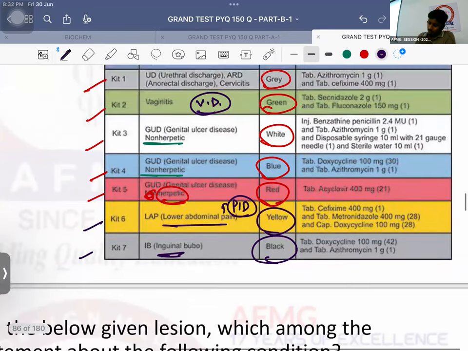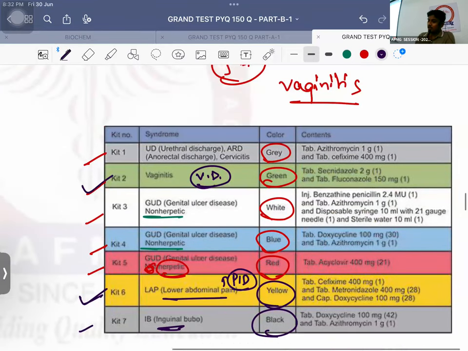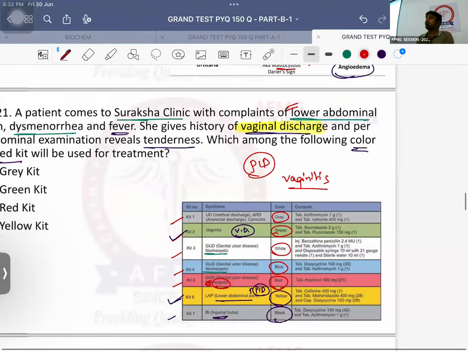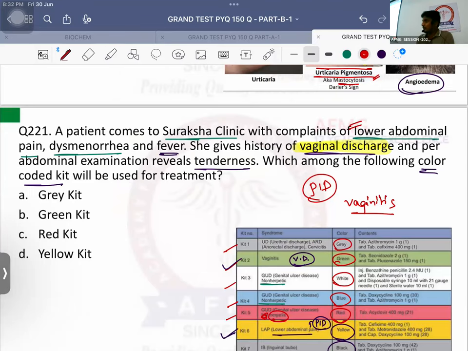Important, yaha patient mein lower abdominal pain bhi hai aur vaginal discharge bhi hai. So, important is vaginal discharge can be a feature of PID as well. Therefore, it should be the kit number 6, that is a yellow kit.